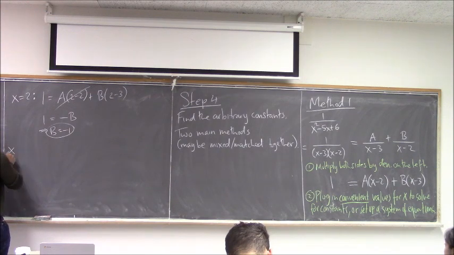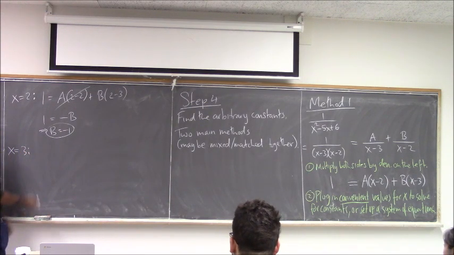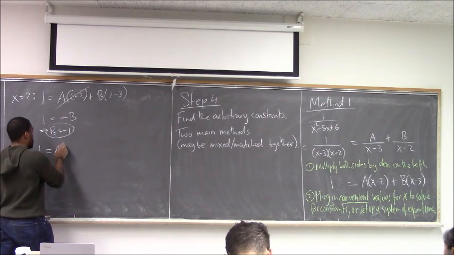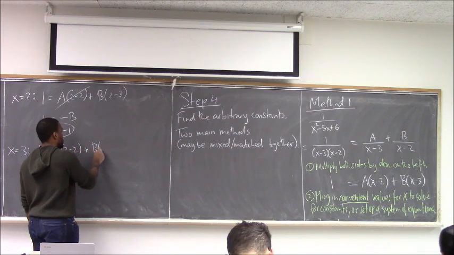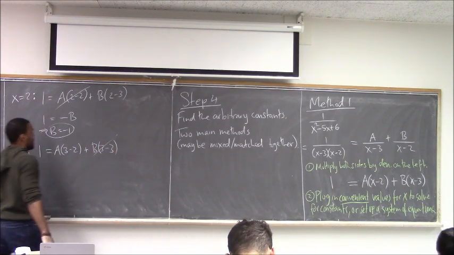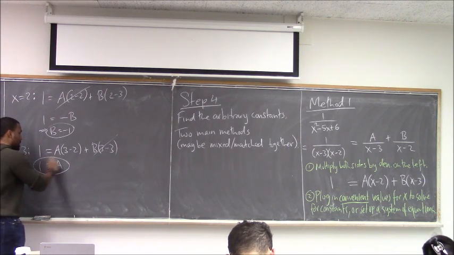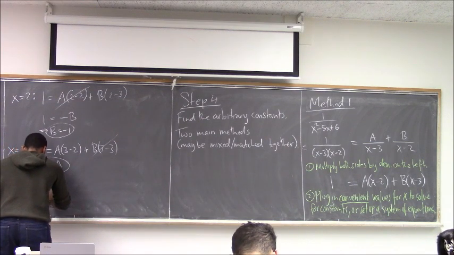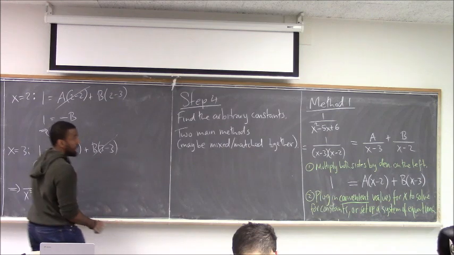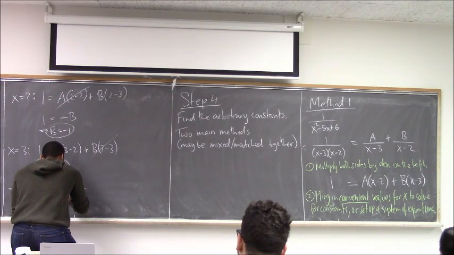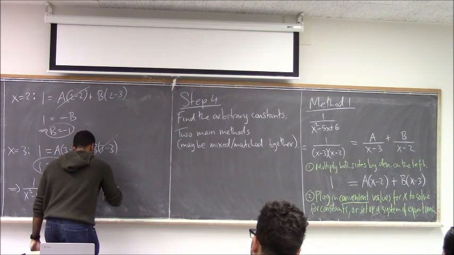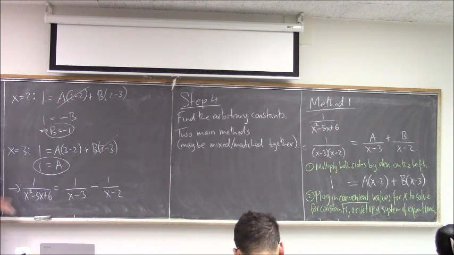And I can plug in another convenient value, like 3. Again, super convenient. That would look like a times 3 minus 2 plus b times 3 minus 3. So now that's going to die. And I'm going to have 1 equals a, so that's my a. And so therefore, I have a over x minus 3, well my a is 1. And I have b over x minus 2, and my b is minus 1, so it's minus that. And I've now written this fraction as a sum of smaller fractions.